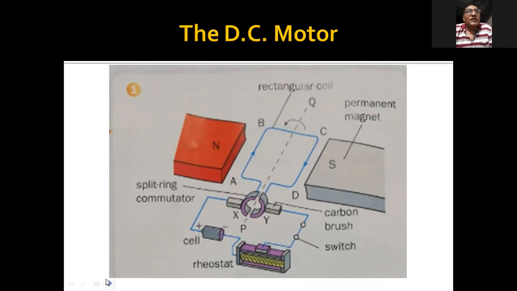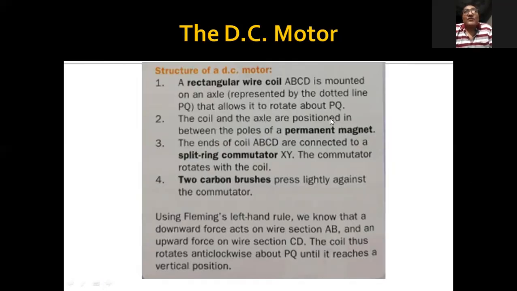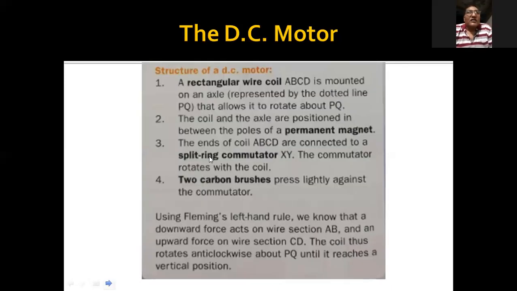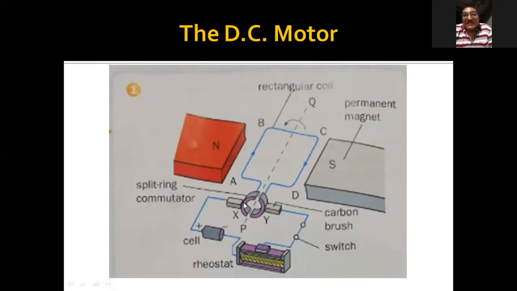Okay. The coil and the axle are positioned in between the poles of a permanent magnet. Okay, so here we have two magnets. They are representing two permanent magnets. Okay. The ends of the coil A, B, C, D are connected to a split ring commutator XY. The commutator rotates with the coil. So you see, this is the split ring commutator. And in this split ring commutator, here we have the splits, here we have the gaps.